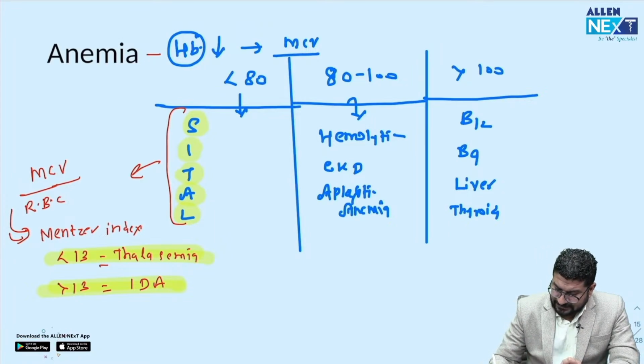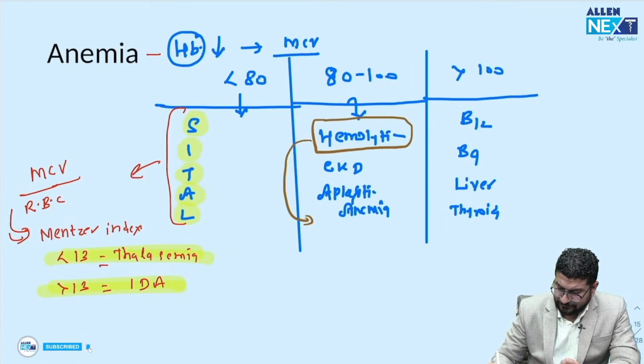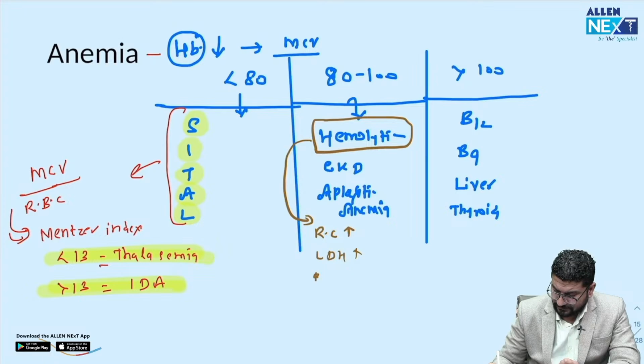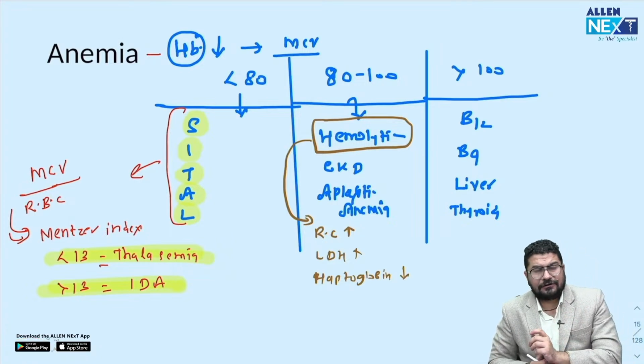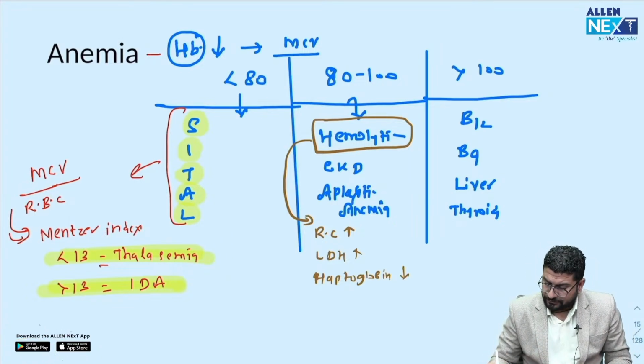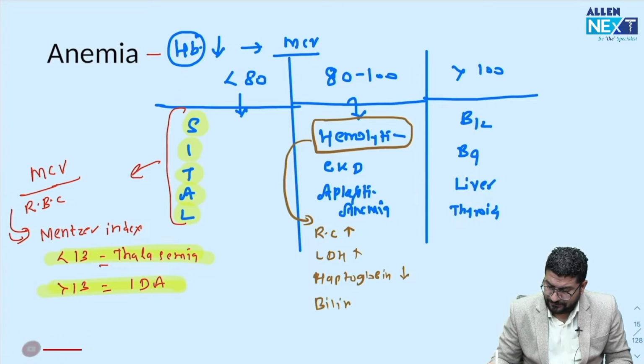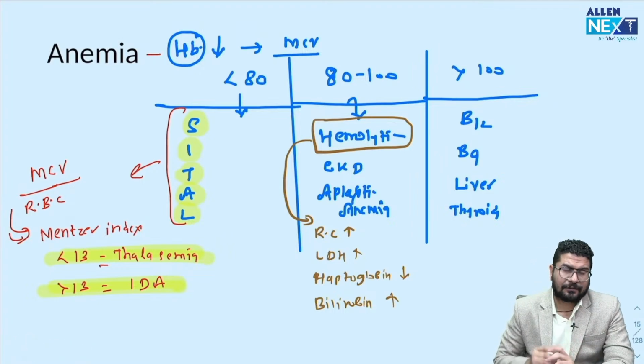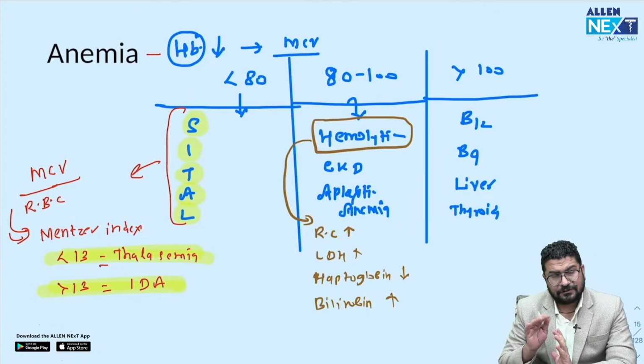Suppose the MCV value is given as normal and you have to suspect hemolytic anemia, so the next thing in the MCQ will be given about reticulocyte count. Here reticulocyte count will increase, LDH will increase, and haptoglobin level will be low. Or they can also mention an increase in bilirubin. So bilirubin will increase, the patient will have jaundice, these kinds of signs will be there. So this is the approach you need to think through before making a diagnosis of anemia.